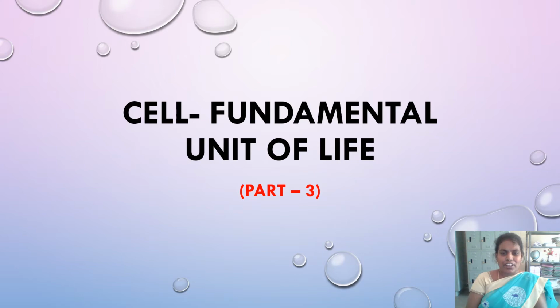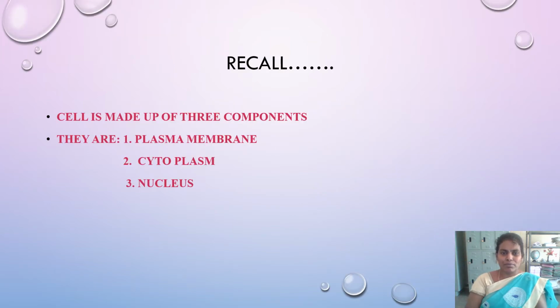In the last videos we have discussed what a cell is and what a cell is made up of. Let us recall the previous knowledge. What is a cell made up of? A cell is made up of three important components. What are those? They are plasma membrane, cytoplasm and nucleus. In the previous video, we discussed plasma membrane and today we are going to learn about cytoplasm.